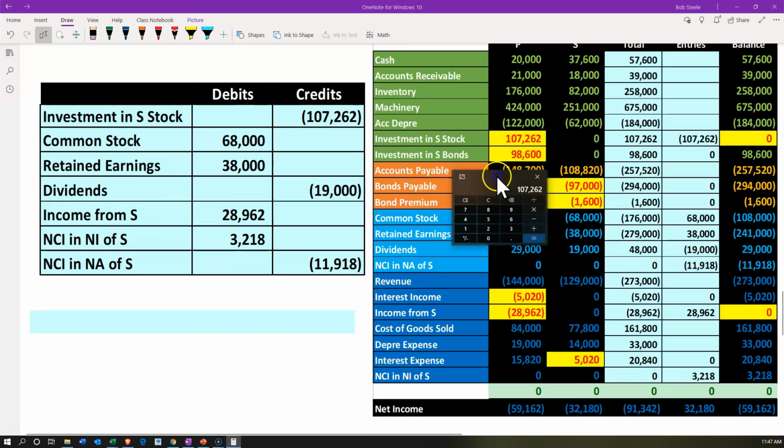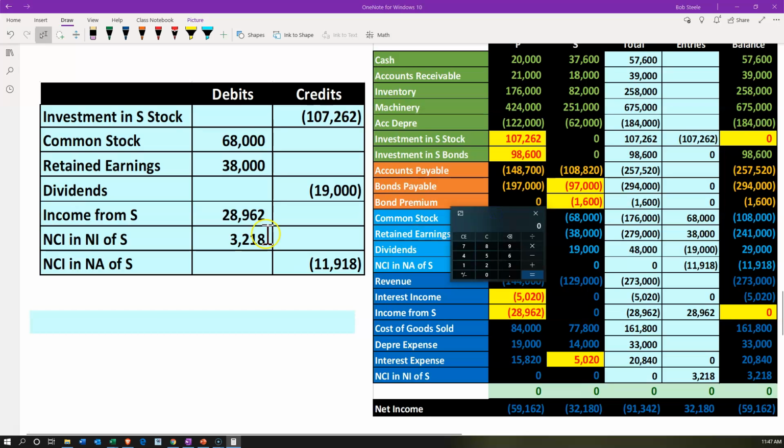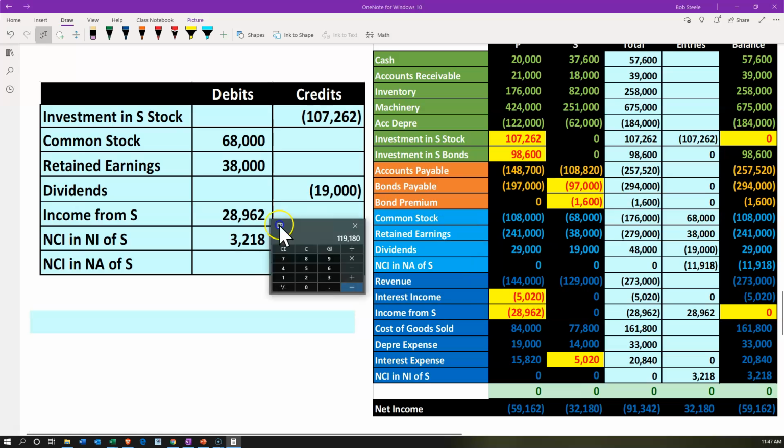I can get to that same beginning number by looking at the equity accounts. Let's do that. 68,000 plus 38,000 minus 19,000 plus, now I'm going to take the net income, which would be all these equities tying out to that number here, plus 32,180. That's going to be that same 119,180.